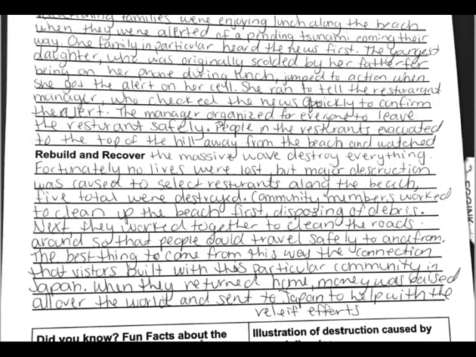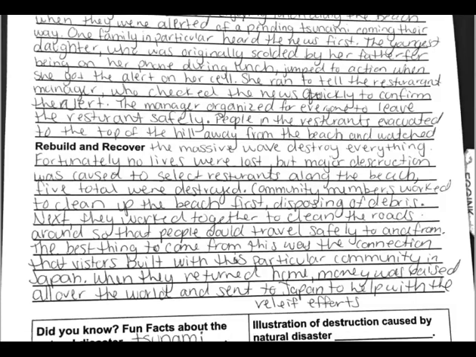Fortunately, no lives were lost, but major destruction was caused to select restaurants along the beach. Five total were destroyed. Community members worked to clean up the beach first, disposing of debris. Next, they worked together to clean the roads around so that people could travel safely to and from. The best thing to come was the connection that the visitors built with this particular community in Japan. When they returned home, money was raised all over the world and sent to Japan to help with the relief efforts.